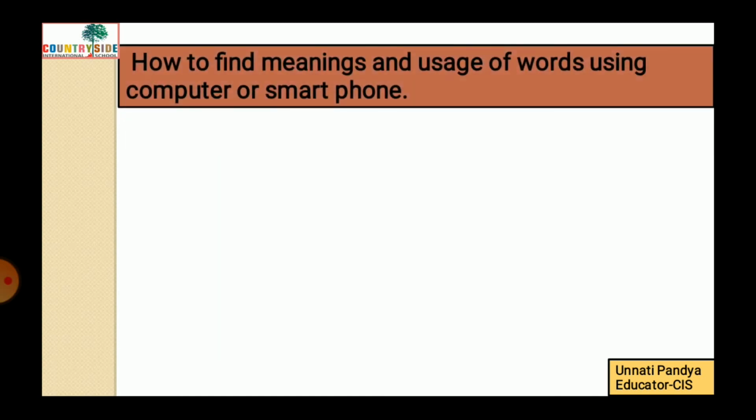In today's digital age, we have many other sources of learning as well. So if you don't have a dictionary at home, or you don't find it in a nearby library, or you may not be able to go there due to the current pandemic conditions, you need not worry about it, because we have the smart gadgets which can help us find out the meanings of words and usage of them. It's just like a dictionary. So let's see how to find meanings and usage of words using computer or smartphone.